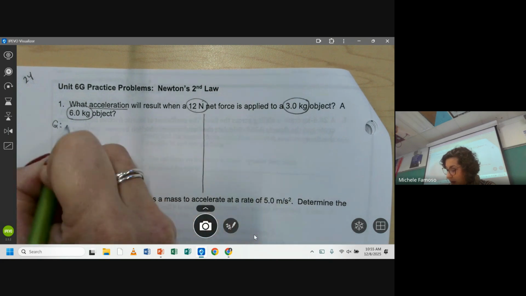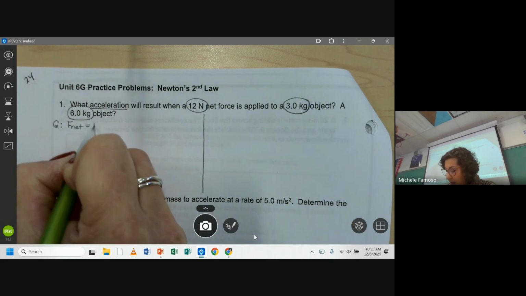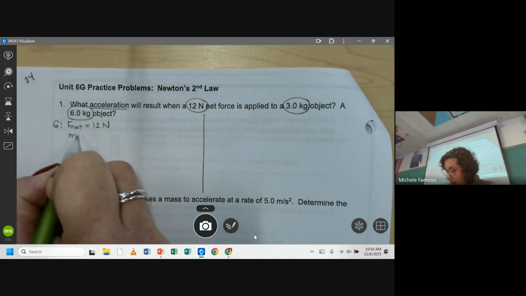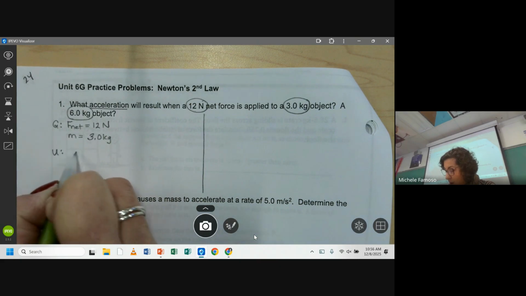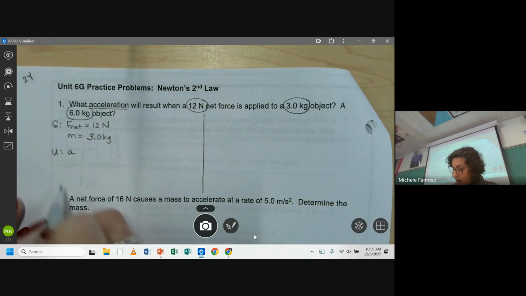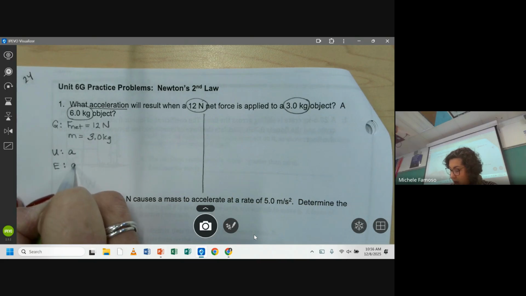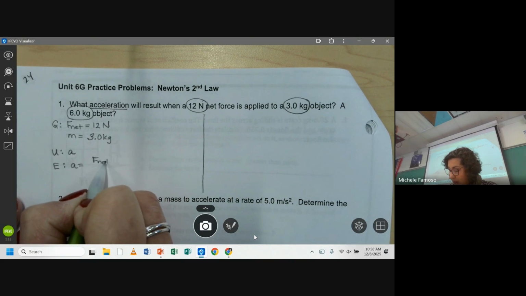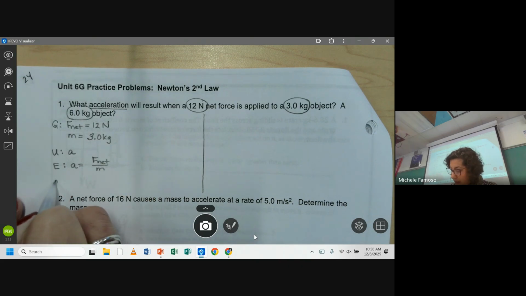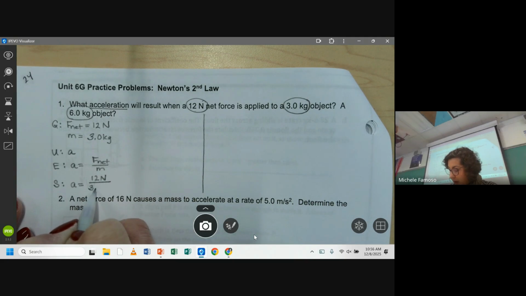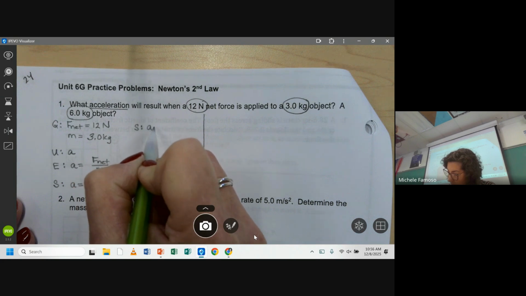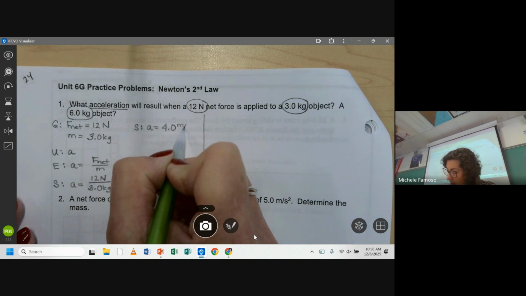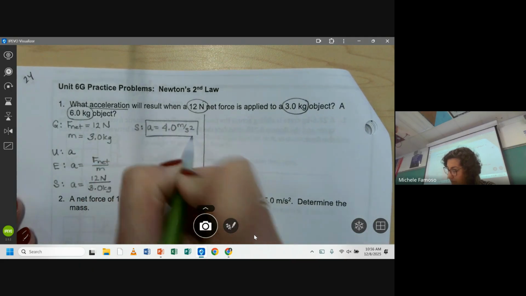I can see that I'm given an F net value equal to 12 newtons and a mass value of 3.0 kilograms. The unknown is lowercase a for acceleration. I'll use Newton's second law to solve this. a equals F net divided by m. I'll then do my substitution with units: 12 newtons divided by 3.0 kilograms, which means when I solve this, the acceleration is 4.0 meters per second squared.